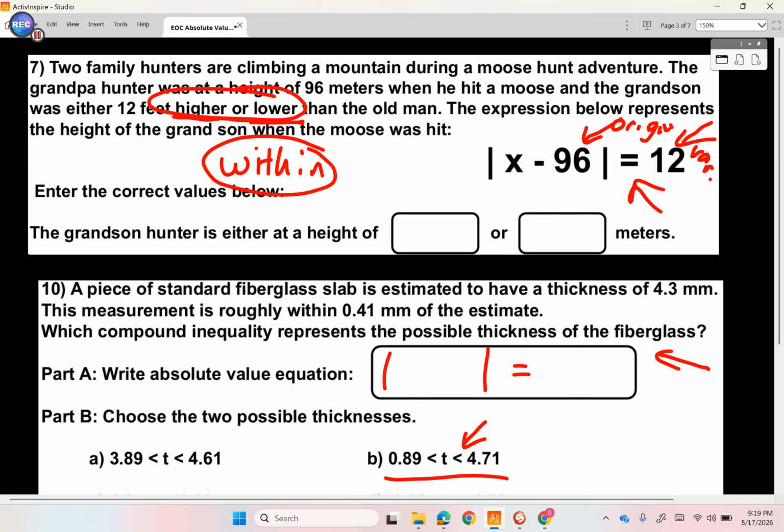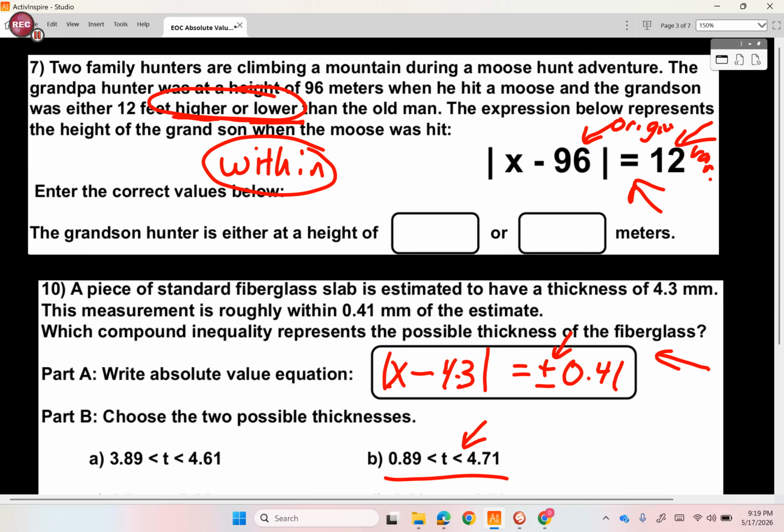So again, we'll set this one up below before we solve the top one twice, because this is how simple it is. X minus the original thickness of 4.3 equals positive or negative 0.41. The positive or negative is just kind of a hint for you to get two answers from this, because it could be above or below. That variance is how much above or below it's going to be.